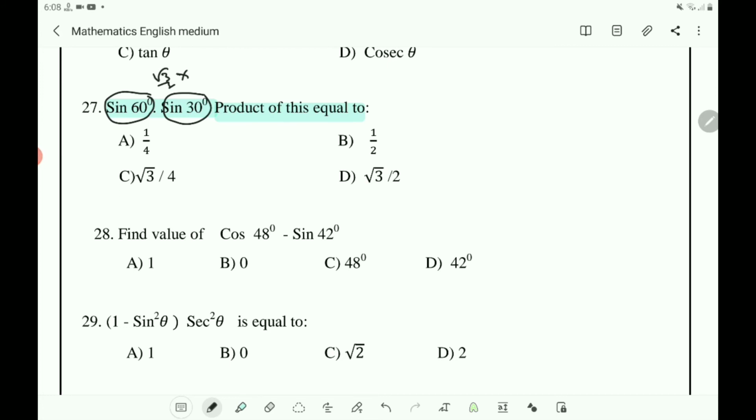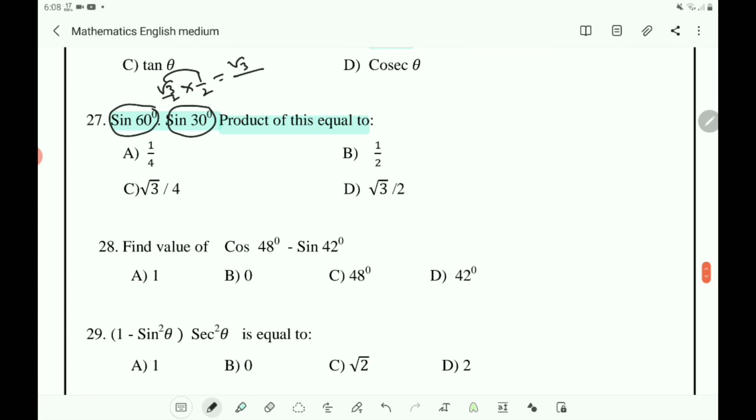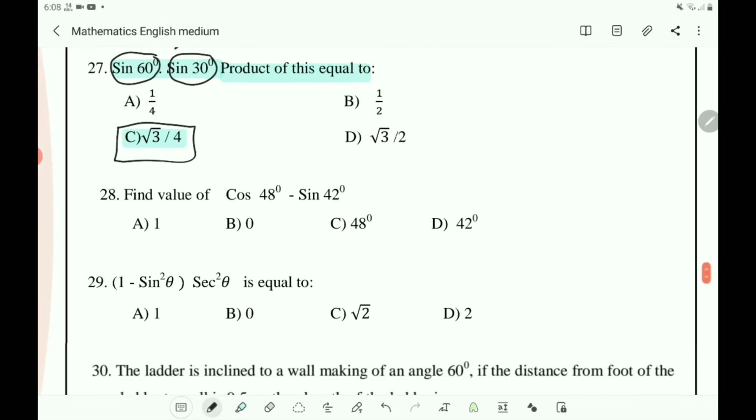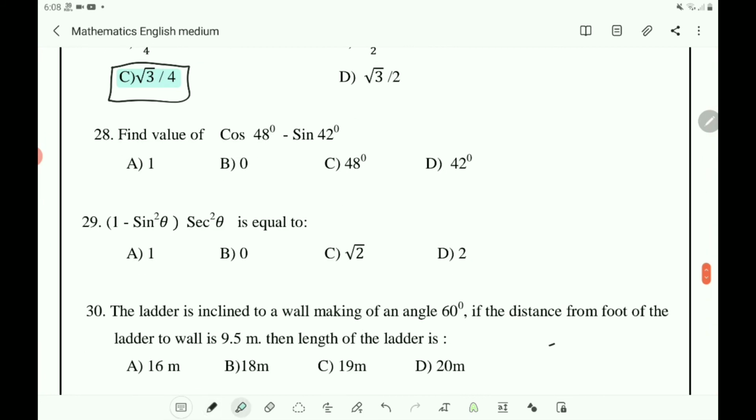What is the value of sin 30 degree? That is 1 by 2. So root 3 by 2 into 1 by 2 is root 3 by 4. So root 3 by 4 is the answer. Note down, option C is the answer, root 3 by 4.